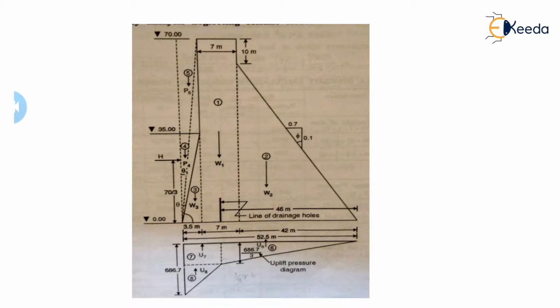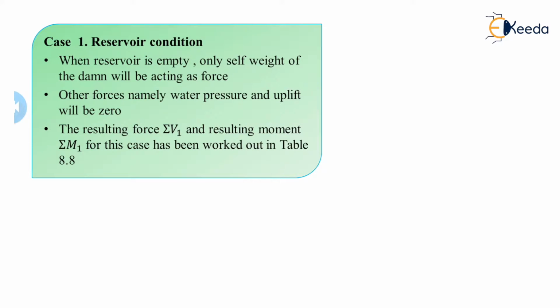After analyzing this diagram, we have to check the stability of a gravity dam. So let's see one by one. First condition is reservoir empty. When the reservoir is empty, only the self weight of the dam will be acting as a force. Other forces, namely water pressure and uplift pressure, will be zero. So the resulting force, that is the summation of vertical forces, and the resulting moment for this case has been worked out in the next table.